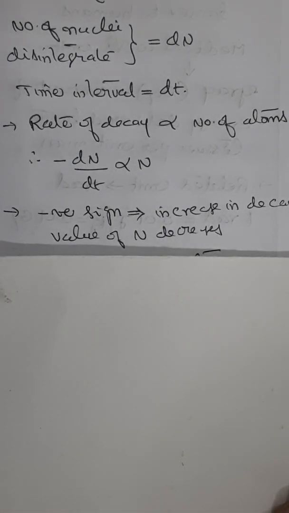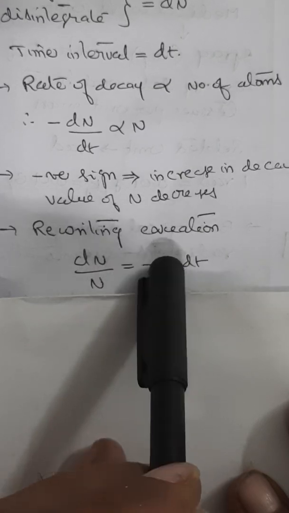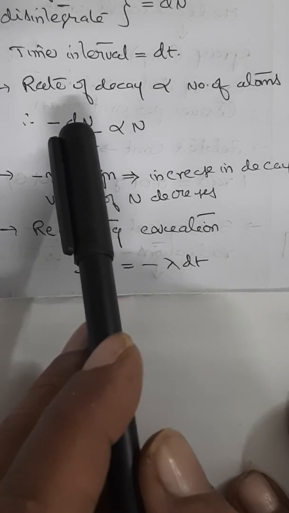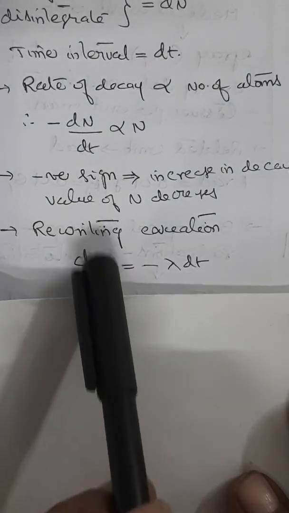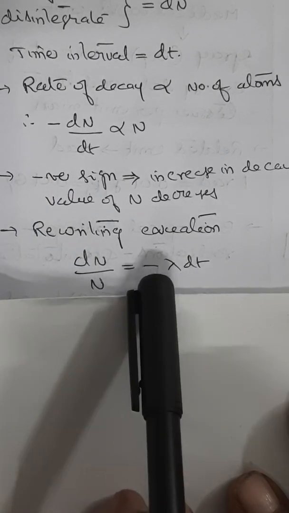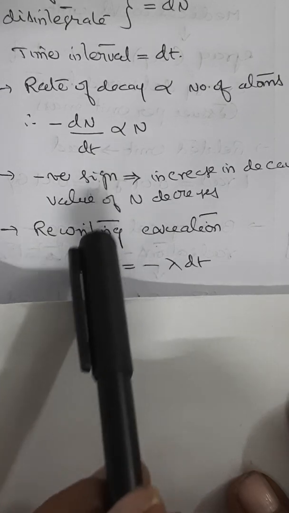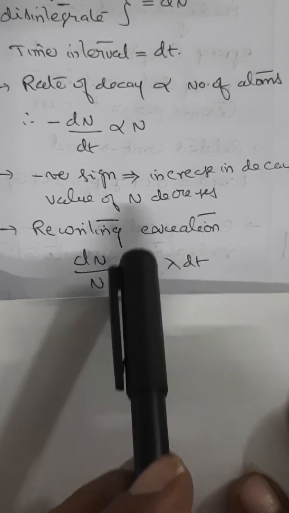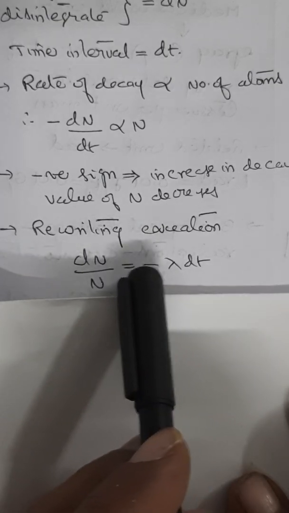Now we can rewrite this equation for mathematical convenience. By eliminating the proportionality, we put a constant, which ultimately becomes the decay constant lambda. So we rewrite it as dN by N is equal to minus lambda dt. Now we will try to eliminate this by using integration.